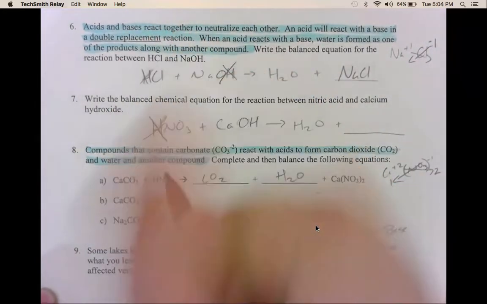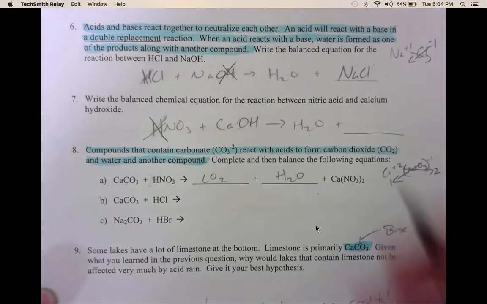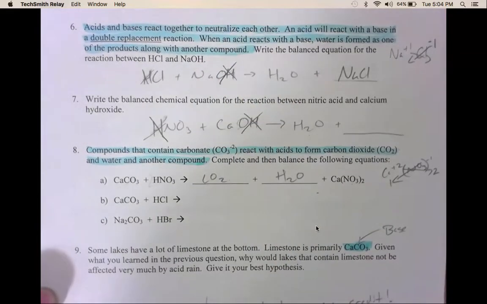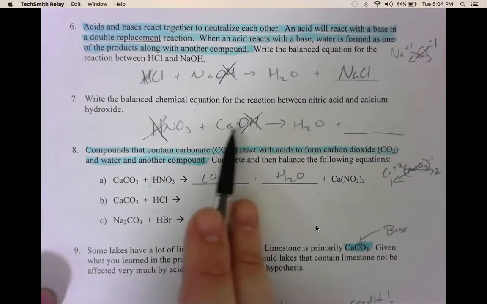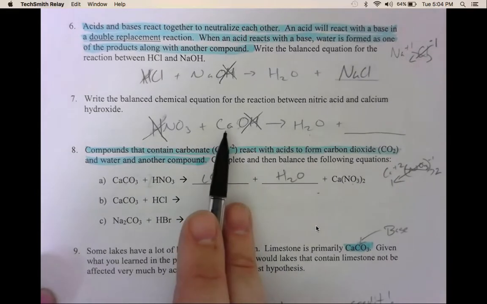The first hydrogen has to come from the HNO3, and then the last hydrogen and oxygen come from the calcium hydroxide. So what's left? When you combine these two, remember to make sure to crisscross the charges. You can find the charge based on where it is located on the periodic table. Remember, calcium's in column 2.